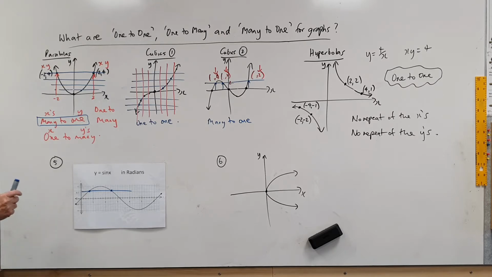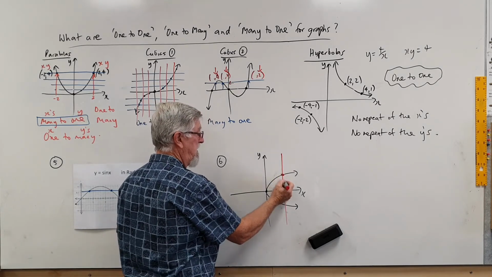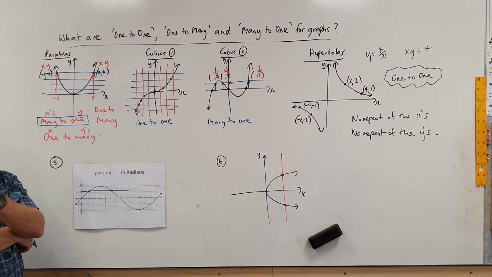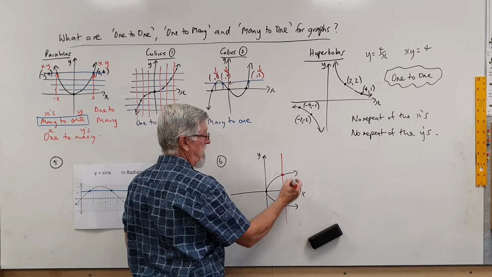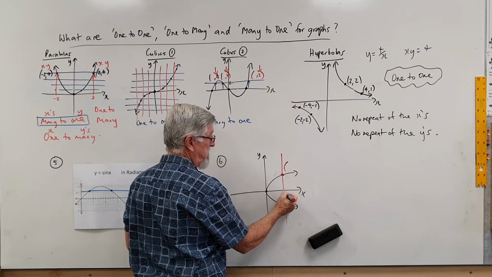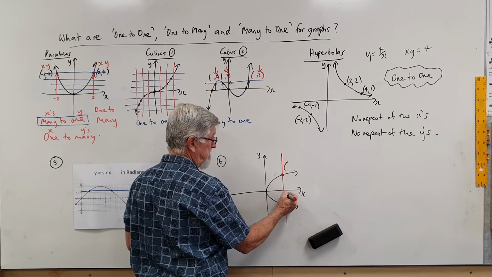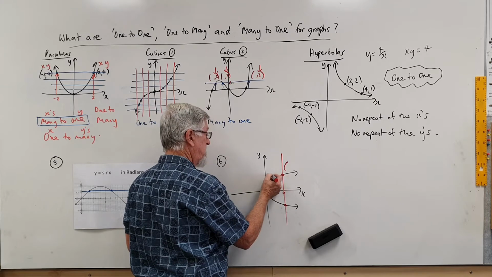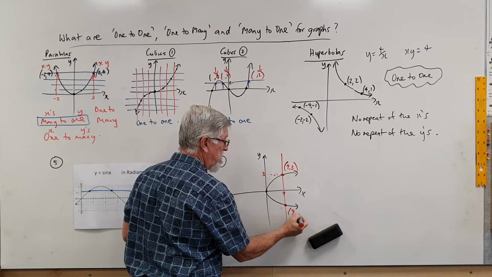So this is the only case I put on the board, where it is the vertical test. That one there, that one there. Do they have a repeat of the x value or a repeat of the y value? So for example, let's say that was 9 and that was 3. So that's going to be 9, 3, and that's going to be 9, minus 3.